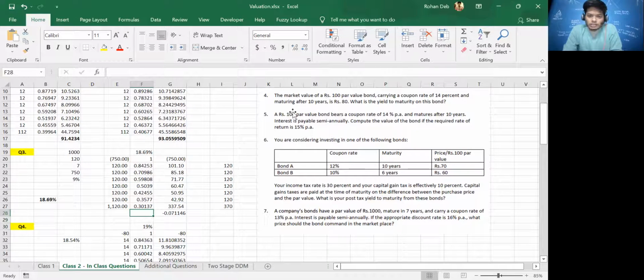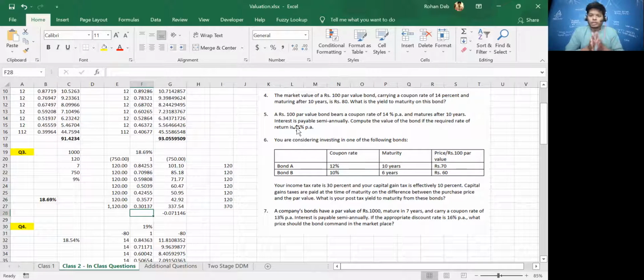It's a 100 rupees par value bond, 14%, matures after 10 years, and interest is payable semi-annually. So semi-annually, you can just break the period of 10 years into 20 periods. Instead of 10 years, think of it as 20 half years. And instead of the coupon rate of 14% per annum, you break it as 7% per half year. Similarly, your required rate of return would become 7.5% per half year.